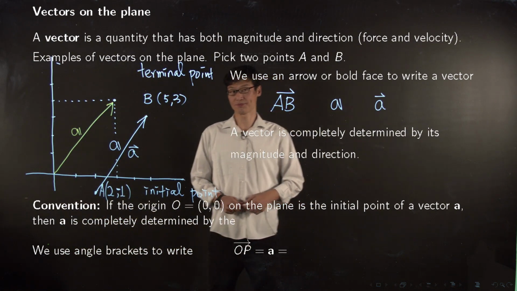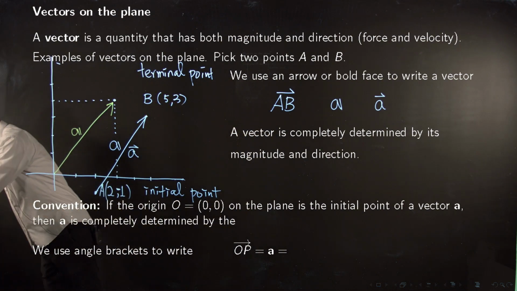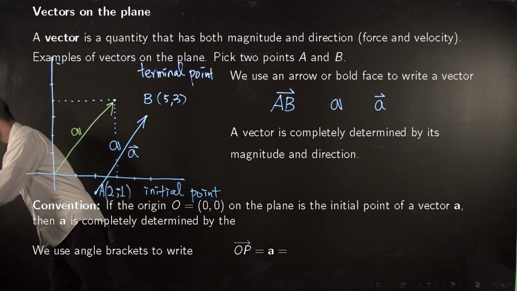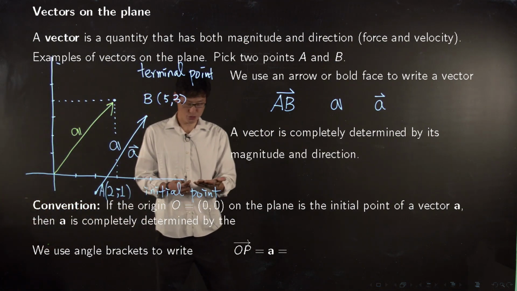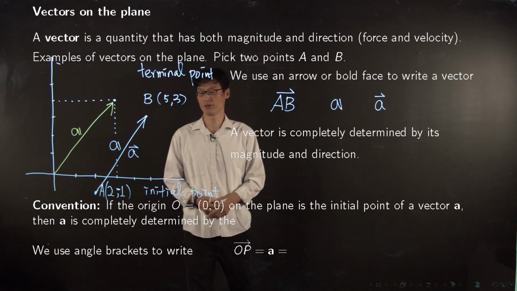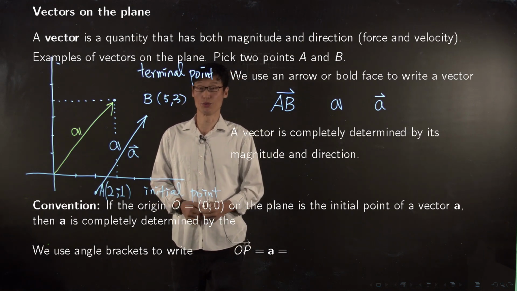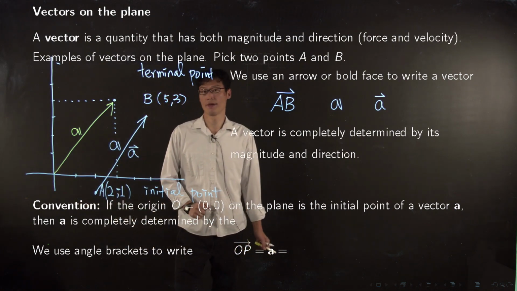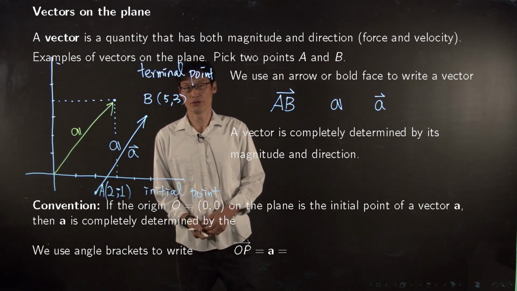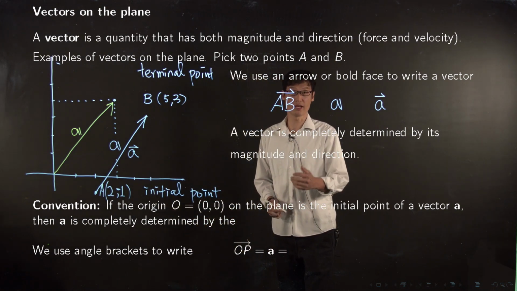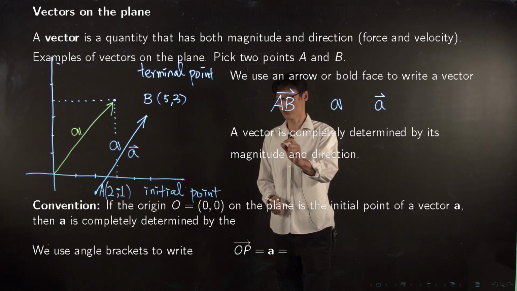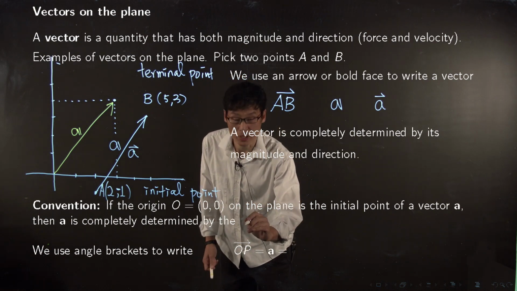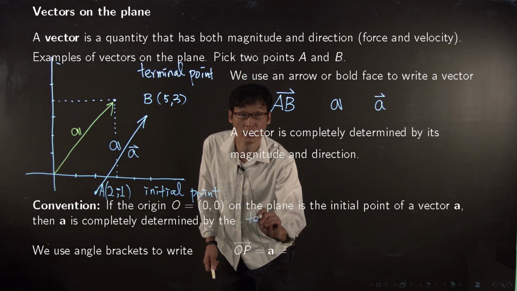There are many ways to represent vectors, but one good way is to fix the initial point at the origin. If the origin on the plane is the initial point of a vector, then that vector is completely determined by the terminal point.